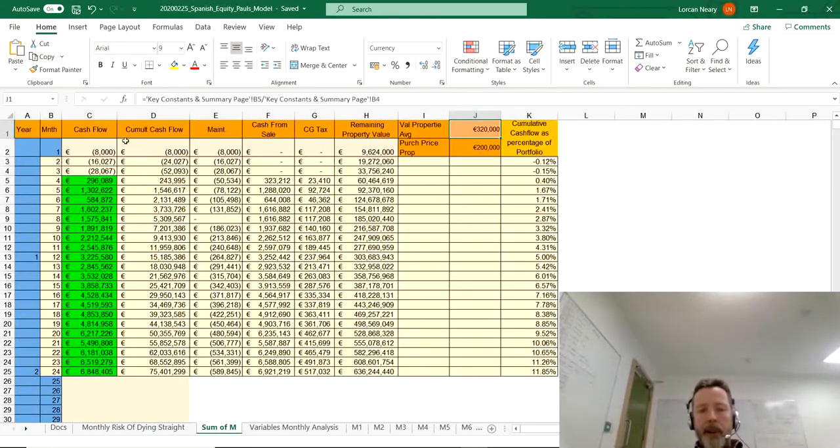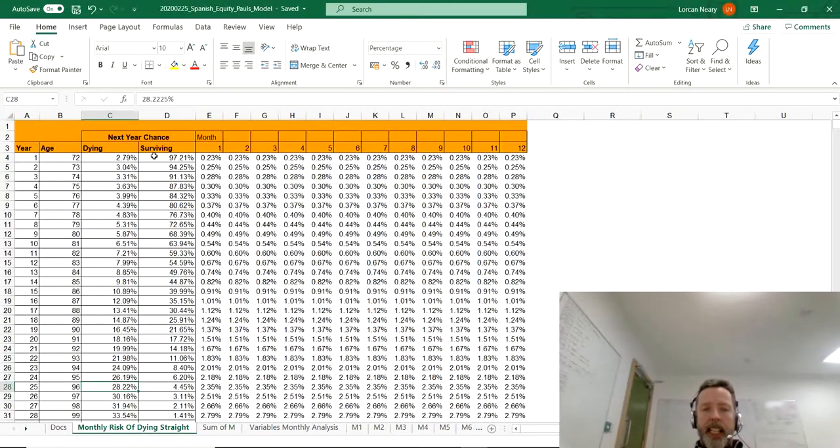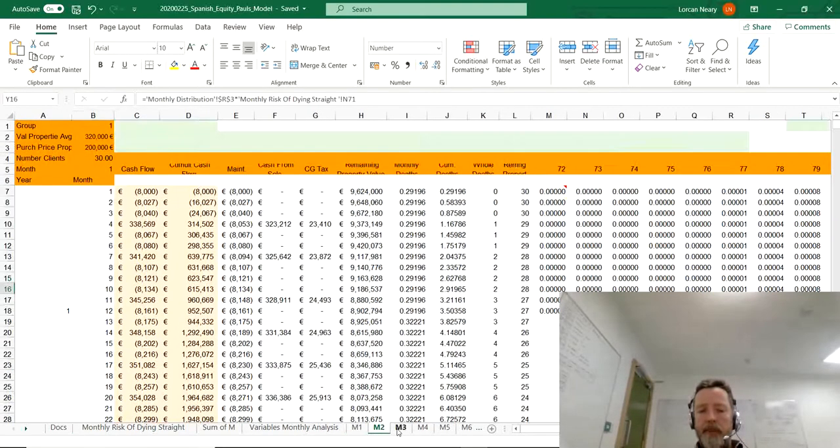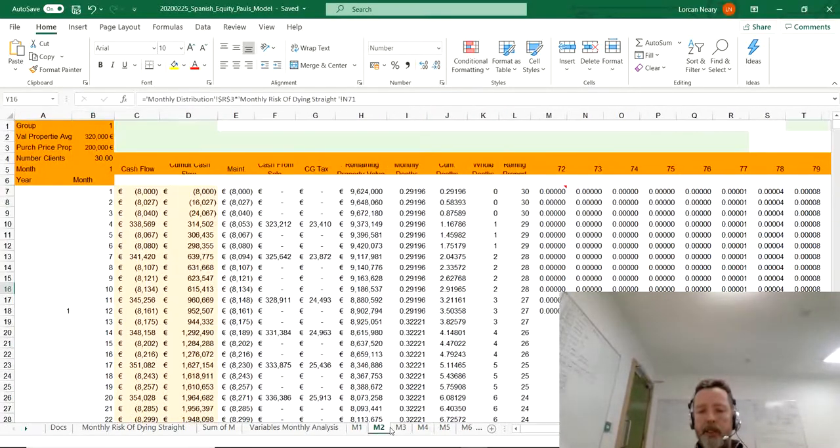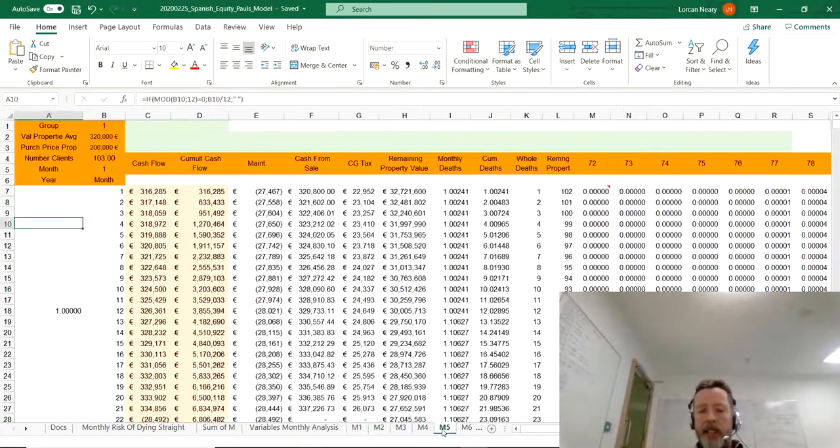Okay, so this page here, the sum of M, gives a monthly summation over 24 months of what we think the cash flows are going to be. And as I said, we've worked out the likelihood of dying per month by just dividing the likelihood of dying within a particular year by 12. And then we've applied this in M1, M2, M3, M4, and so on and so forth. This is month 1, month 2, month 3, month 4, month 5.